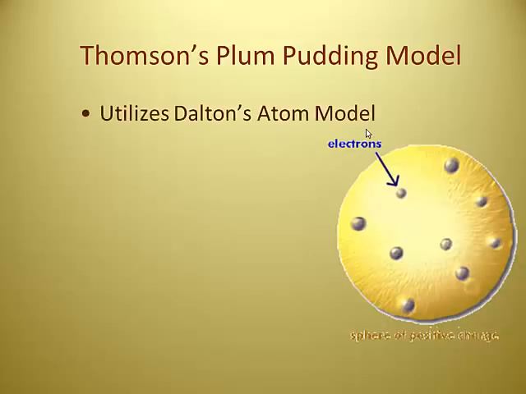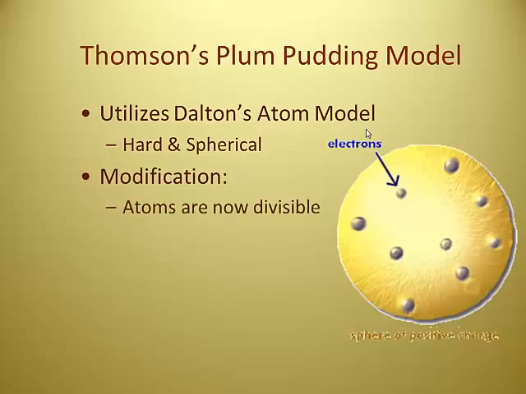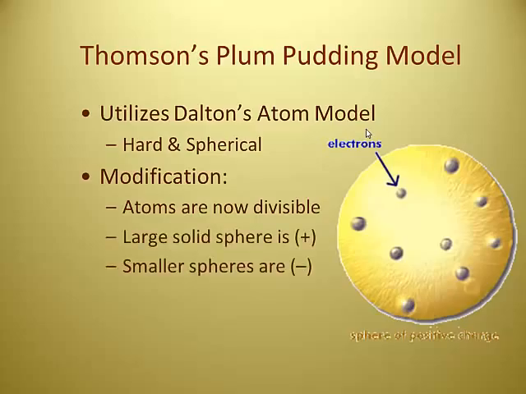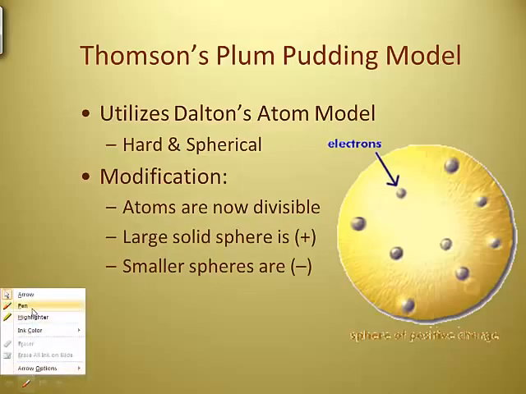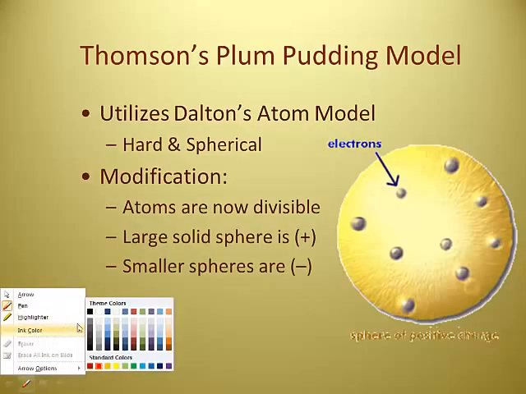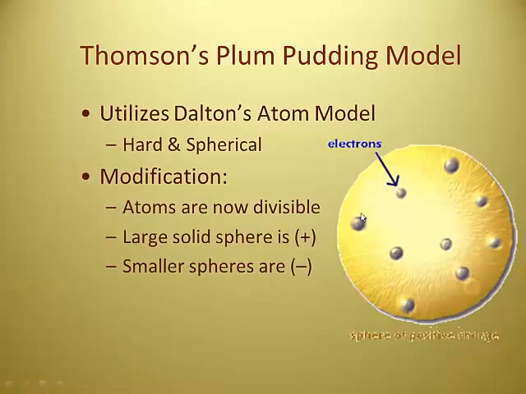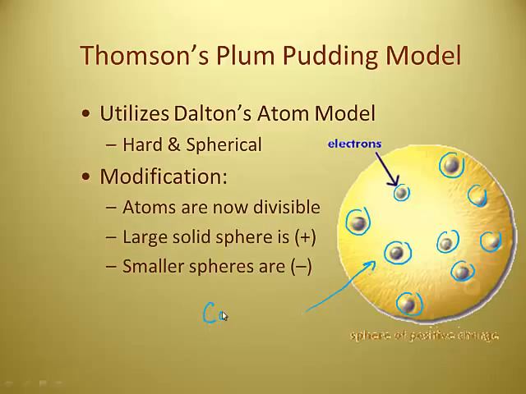Yeah. His model uses Dalton's atomic model to start off with. So his model of the atom is hard and spherical. Okay, so the modification by Thomson is that the atoms are now divisible into smaller particles. He describes a large solid sphere which is positively charged. That's that nice little yellow sphere there. And interspersed in the yellow sphere are going to be the smaller spheres that are negatively charged. He technically has tiny spheres in one. Are the tiny little negative spheres evenly distributed throughout the large one?